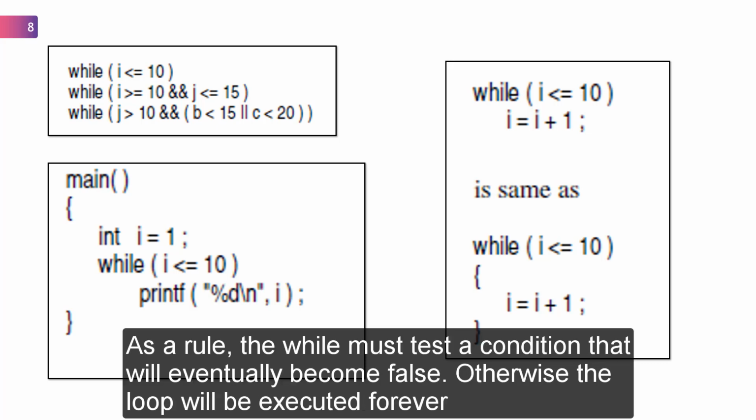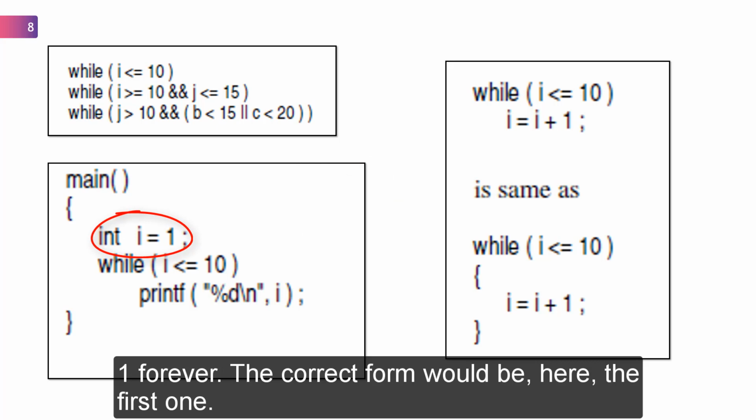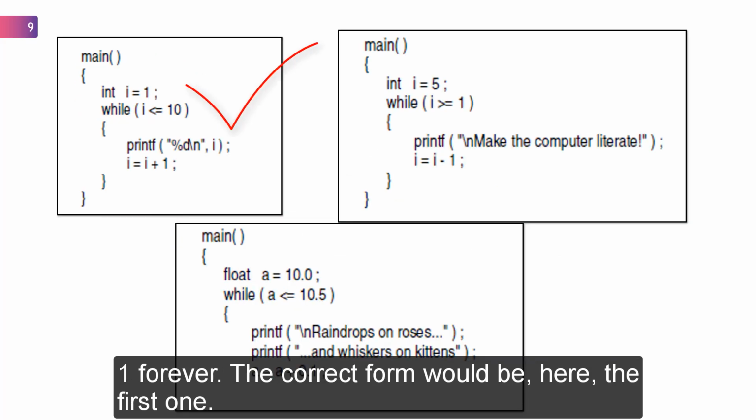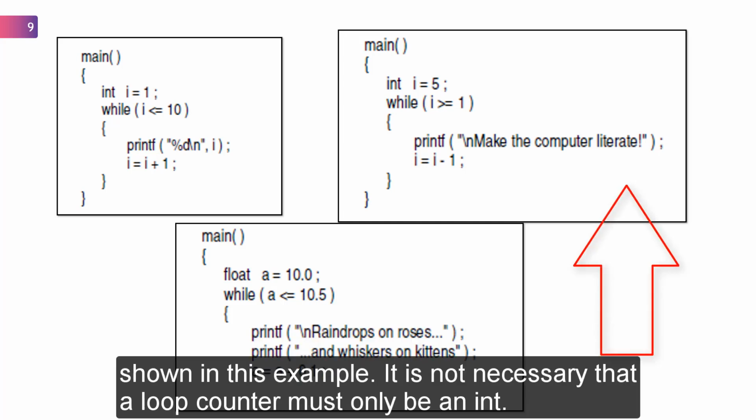As a rule, the while must test a condition that will eventually become false. Otherwise, the loop will be executed forever, indefinitely. This is an indefinite loop since i remains equal to 1 forever. The correct form would be here, the first one. Instead of incrementing a loop counter, we can even decrement it and still manage to get the body of the loop executed repeatedly. This is shown in this example.